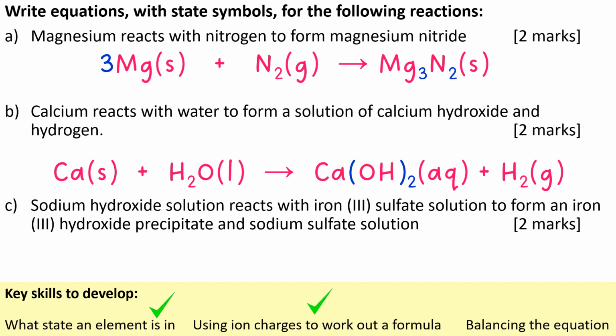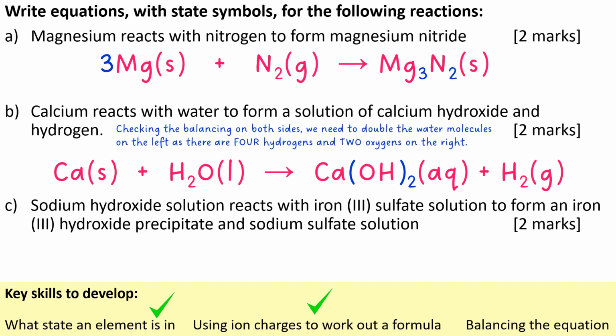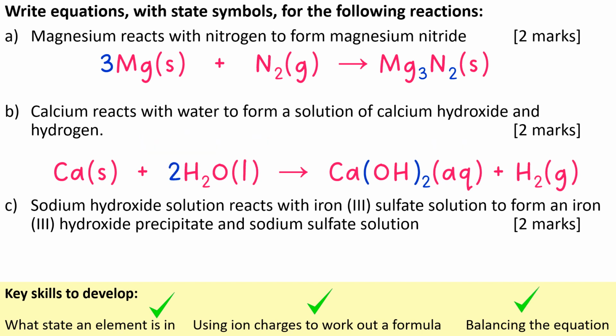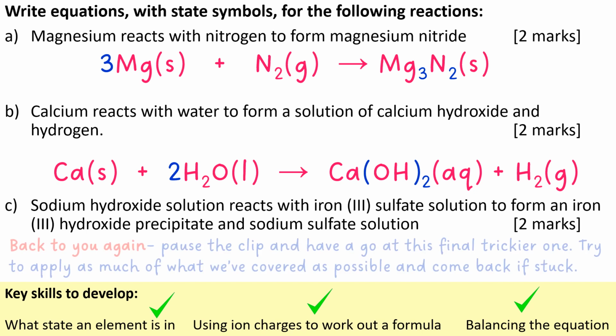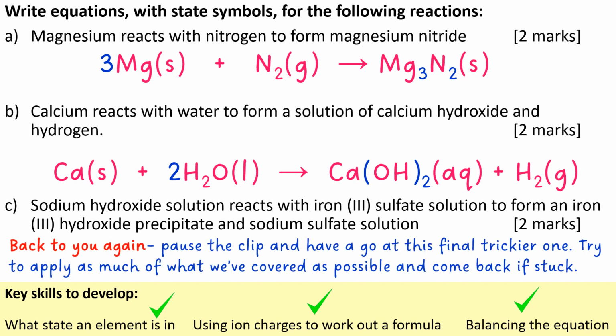So finally, we need to balance the equation. So checking the balancing on both sides, we need to double the water molecules on the left so that there are 4 hydrogens and 2 oxygens on the right, and we need 4 hydrogens and 2 oxygens on the left. So now we've balanced the equation. So I'm going to pass it back to you again. Pause the clip again. This one's a bit trickier, but have a go at it, see how much you can get done, and if you get stuck, you can start the clip again.